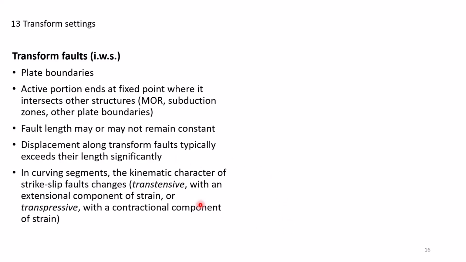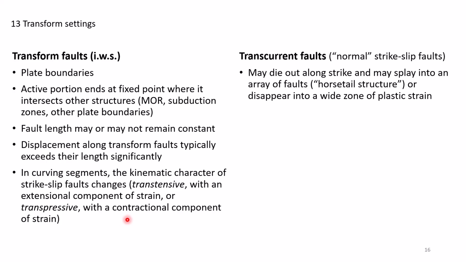If there are curving segments, the kinematic character of the strike-slip fault might be either transtensive with an extensional component of strain, or transpressive if we have a contractional component of strain. Transcurrent faults are those kinds of normal strike-slip faults that we observe in continental lithosphere. They typically die out in some form, and very often that might be splays, which are arrays of faults, as we have seen, horsetail structures. That is also a commonly used term for them.